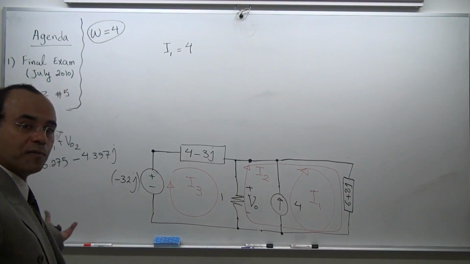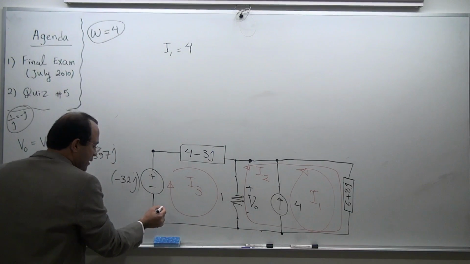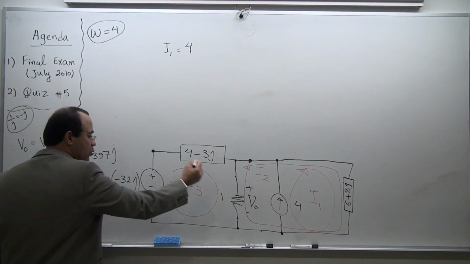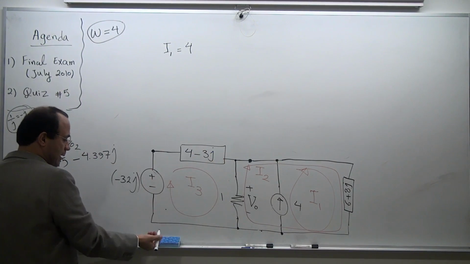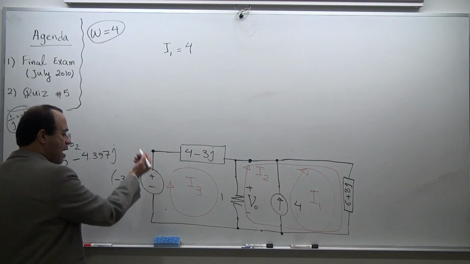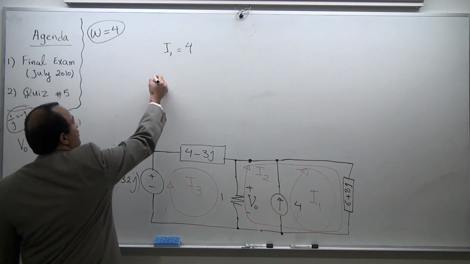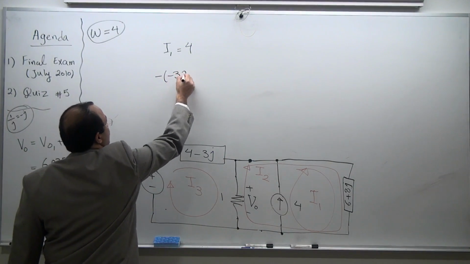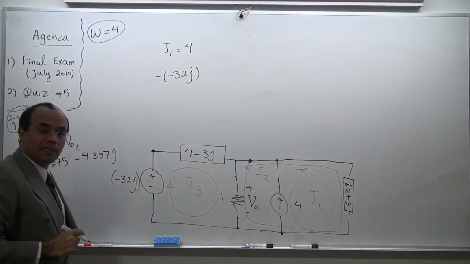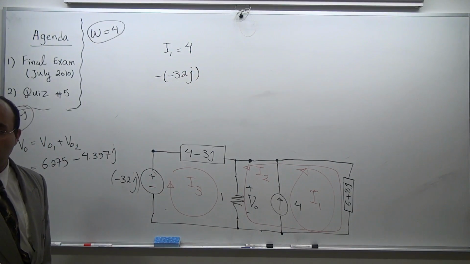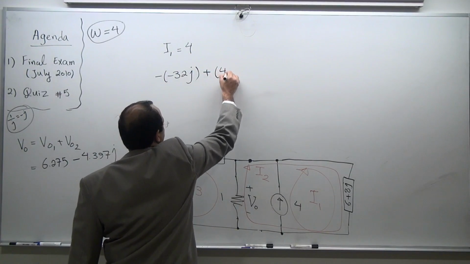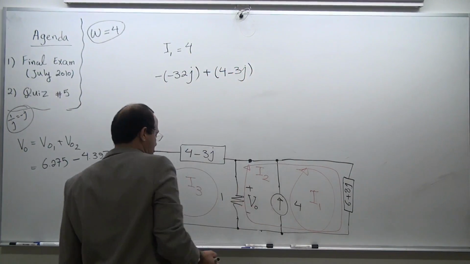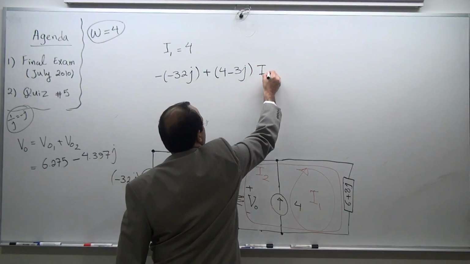Then I have two more loops, and I need to write my KVL law. Let's start from this point for loop number 3. I'm coming from the bottom of the voltage source. I have a minus sign, and I have another minus sign. Minus 32j. Be gentle. Don't be in a rush. Write it slowly. Therefore, you won't make a mistake. 4 minus 3j times the only one that goes in, which is I3.